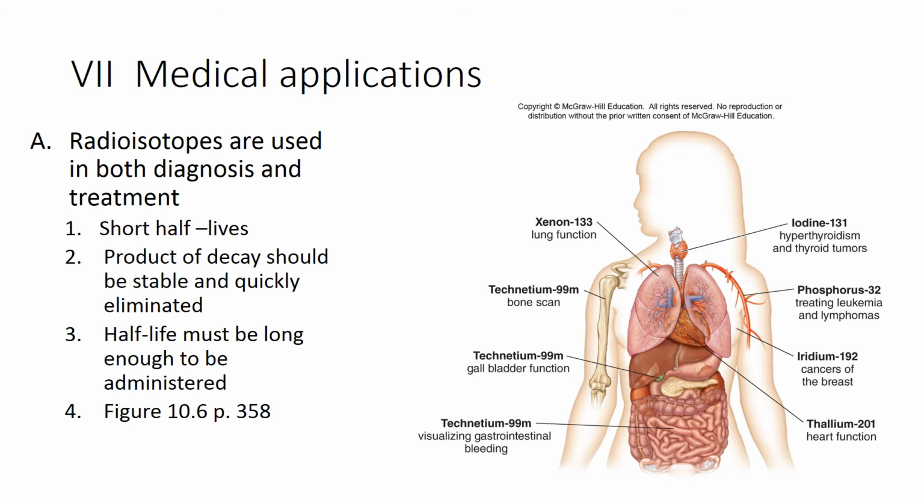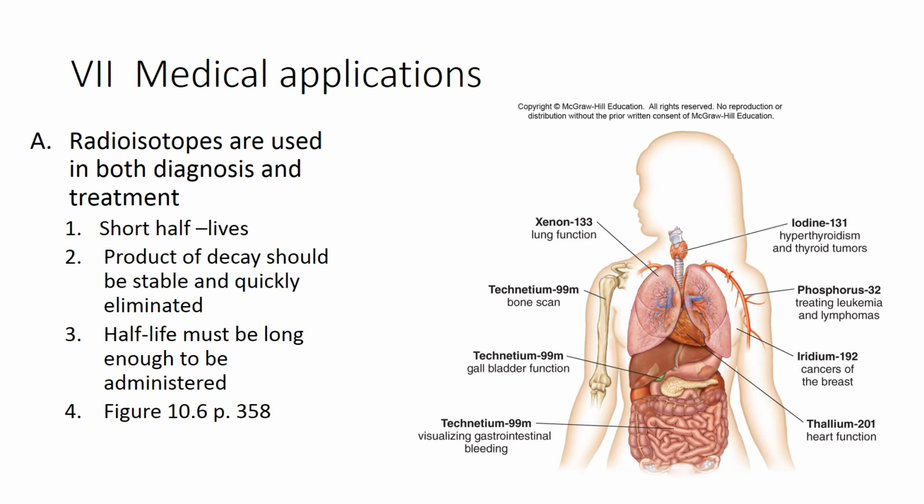So a couple things have to happen in order to use a radioisotope on the human. They have to have short half-lives. They can't be hanging out forever because they can cause a lot of damage in your cells. The product of the decay should be stable, and it should be able to be quickly eliminated by the body. Again, you don't want these things hanging out. Also, the half-life needs to be long enough to be administered. It can't have such a short half-life that it disappears before you can get an x-ray or whatever sort of imaging you're going to be using.